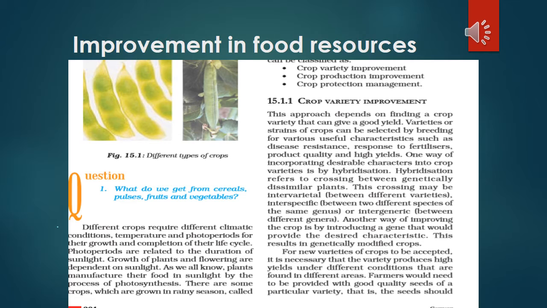So students, here you see, whatever plants we are choosing for crops, we have to choose on the basis that they should be disease resistant, means they are not easily attacked by microorganisms, because they have the ability to resist disease, means good quality of plant. And response to fertilizer, when we give nourishment to the plants, they absorb it quickly. So this is also a good quality. And product quality and high yields, means we have to improve the production also.